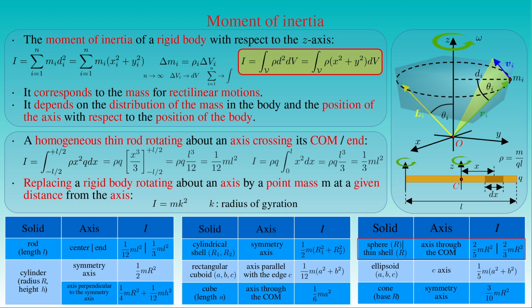In the second line we can see the moment of inertia of an ellipsoid with semi-axes A, B and C with respect to the central axis in the direction of the semi-axis C, which is given by 1/5 times the mass m of the ellipsoid, times the sum of A squared and B squared. The last example is the moment of inertia of a circular cone of radius r and arbitrary height with respect to its symmetry axis, which is equal to 3/10 times the mass m of the cone times r squared.